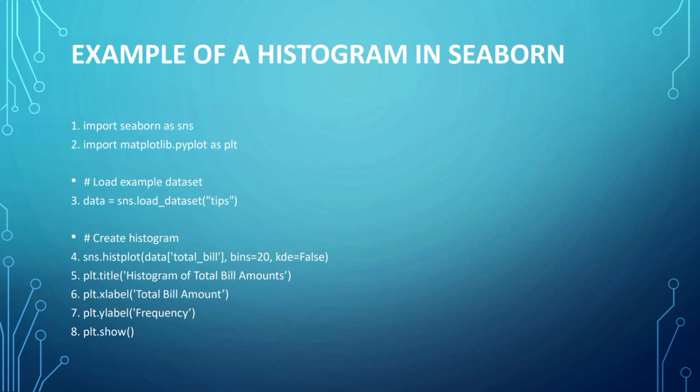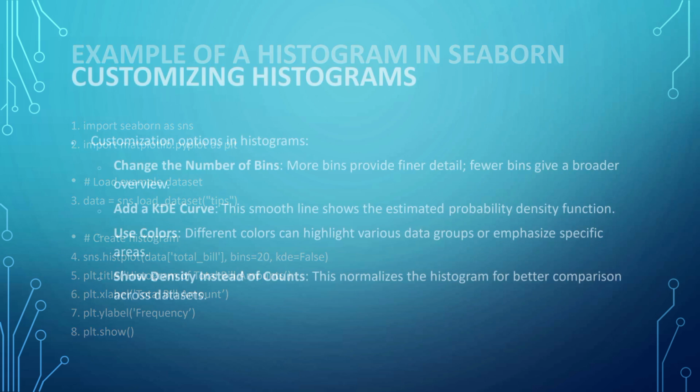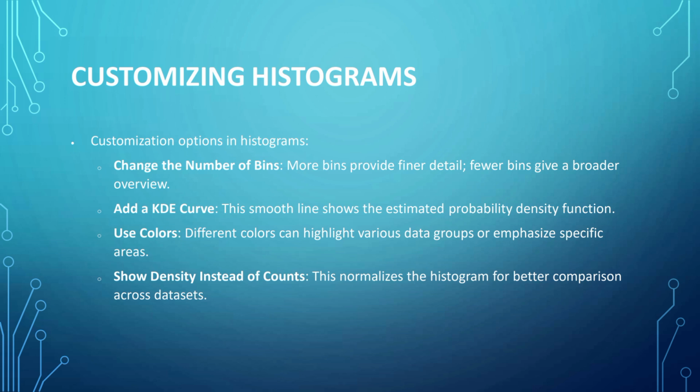When we run this code, we visualize how total bill amounts are distributed, helping us understand spending patterns at the restaurant. Customization is key when it comes to making our histogram more informative and visually appealing. Here are some options. We can change the number of bins. More bins allow for finer detail, while fewer bins provide a broader overview of data distribution.